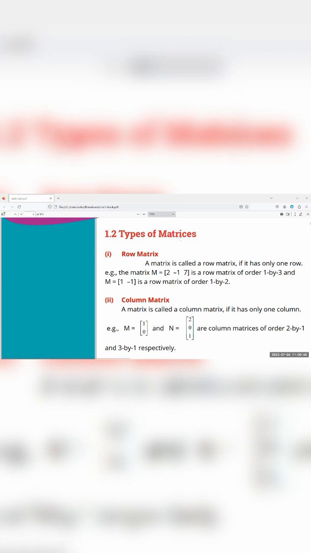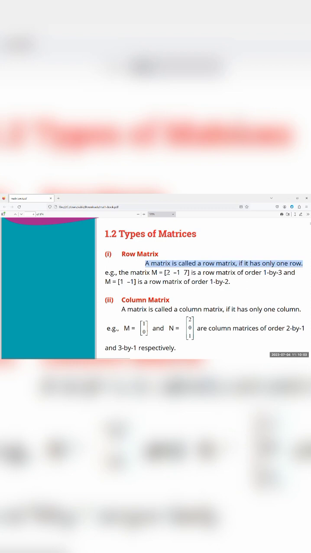Types of matrices. Number 1, row matrix. A matrix is called a row matrix if it only has one row. So this is the definition of a row matrix. Just mark it out: a row matrix is a matrix which has only one row.